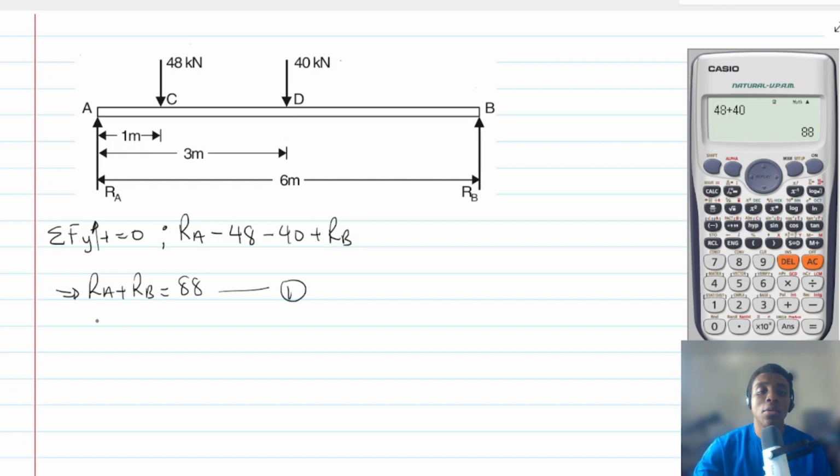Now after summing forces, we need to sum moments. So we are going to sum moments about point B, taking clockwise as positive, and it should be 0. Starting from RA, RA is going to create a moment in the clockwise direction, so it's going to be plus. So RA multiplied by 6, that is the distance from RA to B.